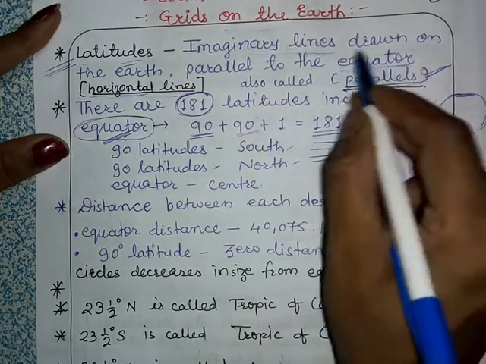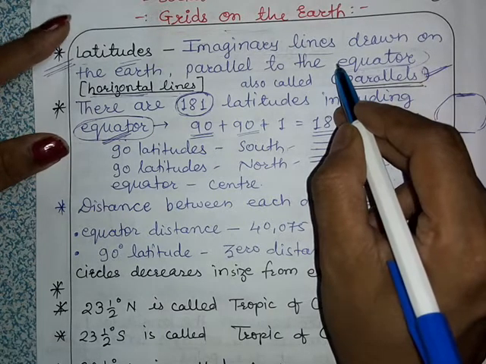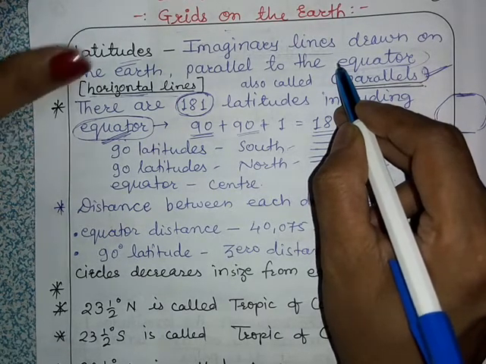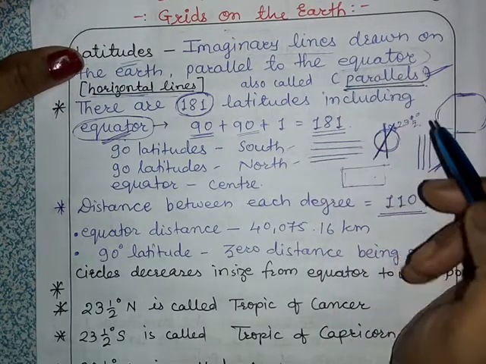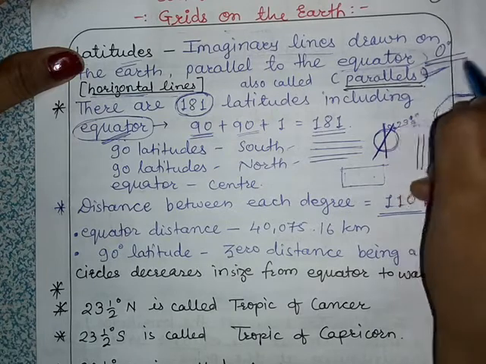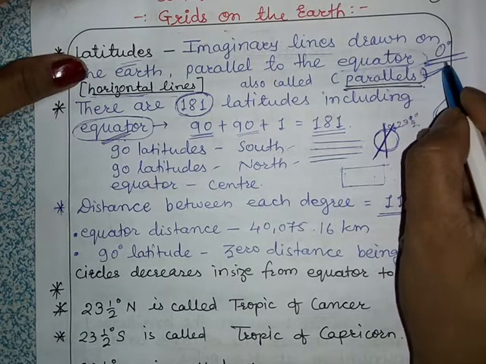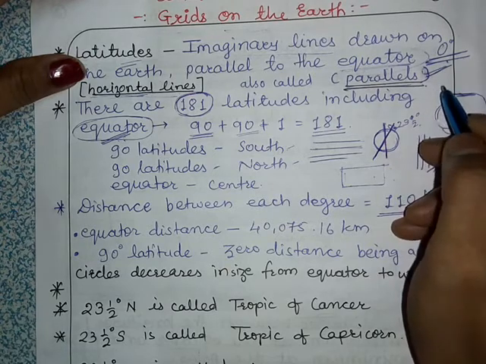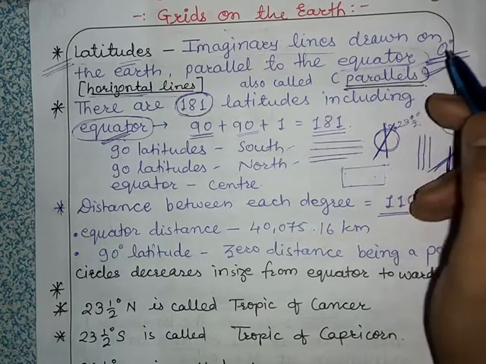And what is the equator? The equator is the central line, we can say. Horizontally it is the center of the globe, and it is marked at 0 degree. So 0 degree latitude is known as the equator. It divides the globe into two equal halves, the northern hemisphere and the southern hemisphere.